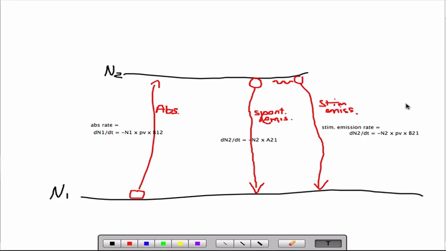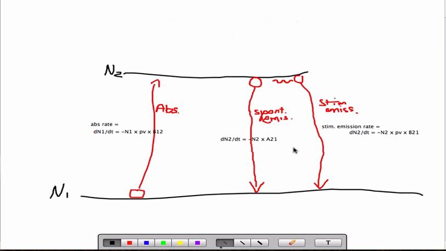At room temperature, according to Boltzmann statistics, most electrons will be in N1 and not in N2. So the rate of absorption is going to be much higher than the rate of stimulated or spontaneous emission. Even at higher temperatures, the population of N2 does increase, but it will never be higher than N1. So far, we have come to the following conclusions. For lasing to occur, you require a process of population inversion. This is when there is a greater proportion of electrons in the N2 energy level than N1.